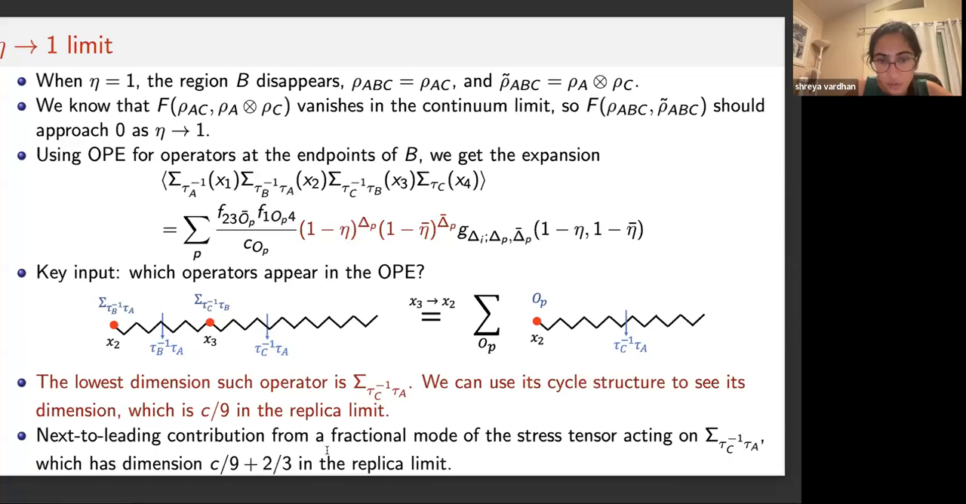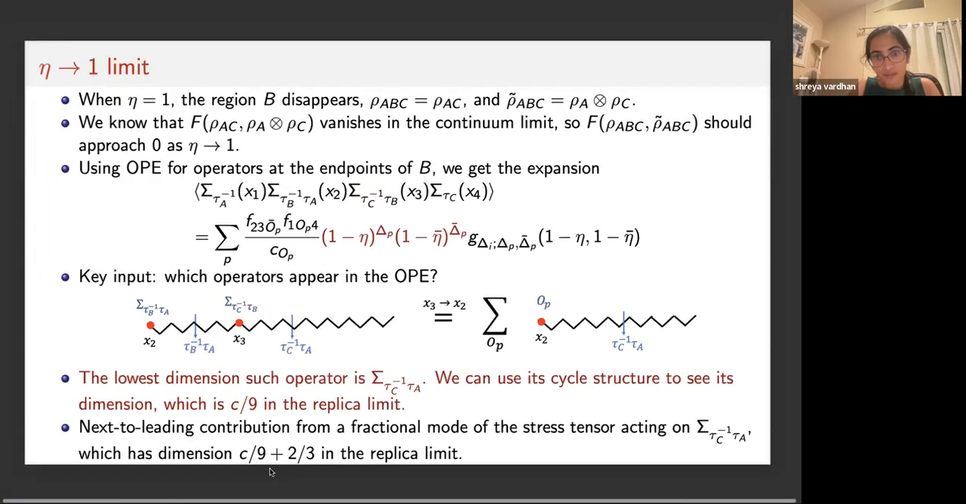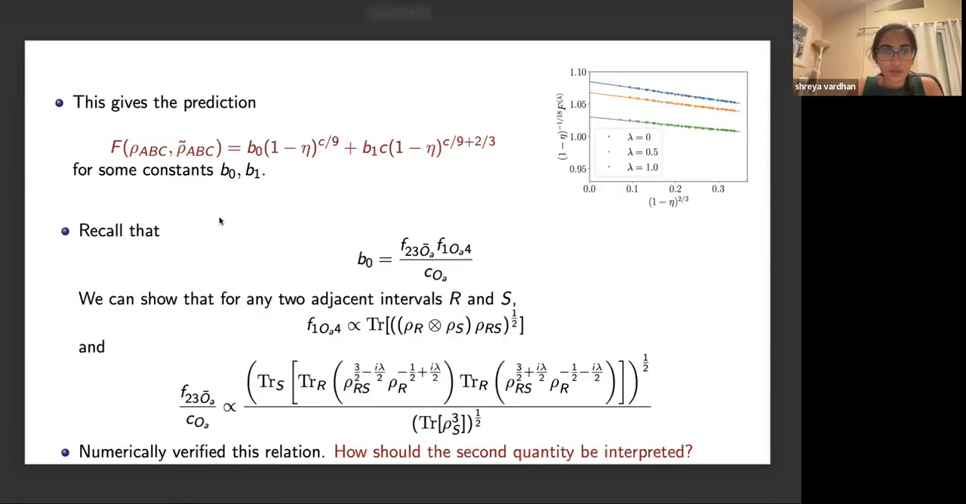And the next to leading contribution can also be identified. Because we know that this quantity is universal, the only things that can appear in its OPE expansion should be some universal operators, such as some fractional modes of the stress tensor acting on tau C inverse tau A. And you can identify what the lowest dimension such operator is, and that gives you a dimension of c over 9 plus 2/3.